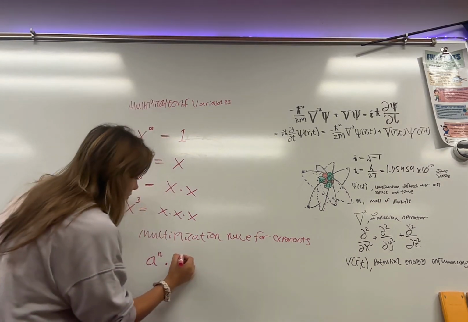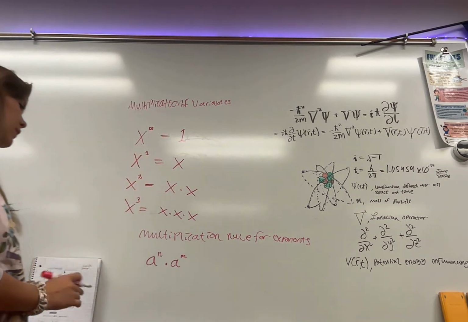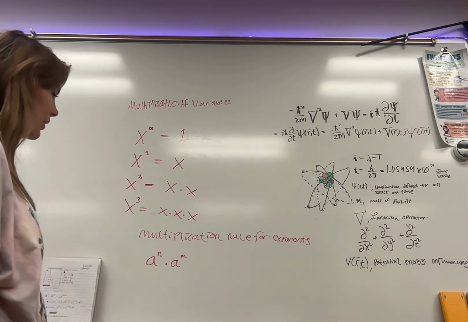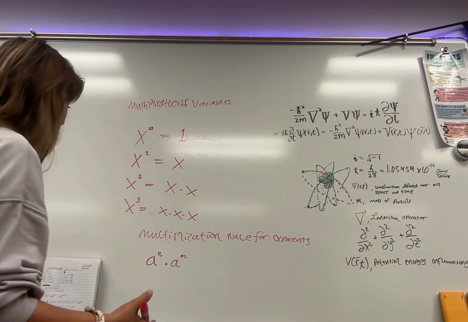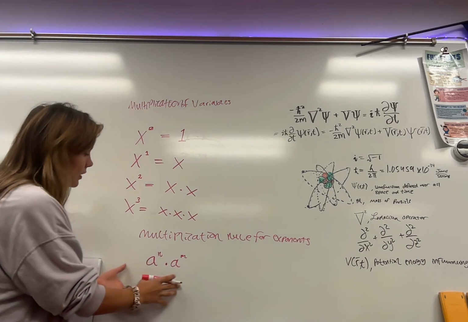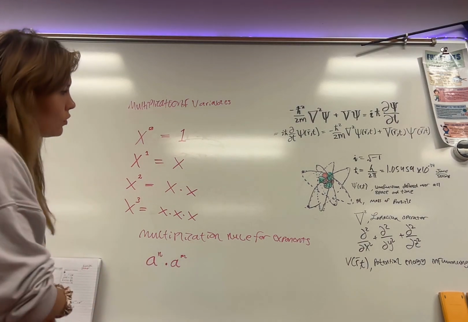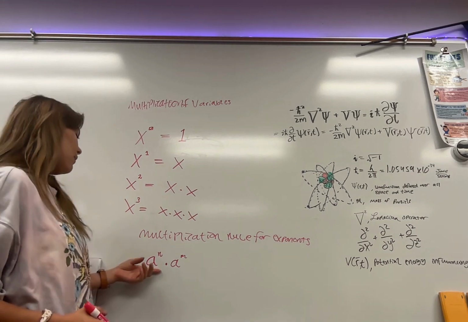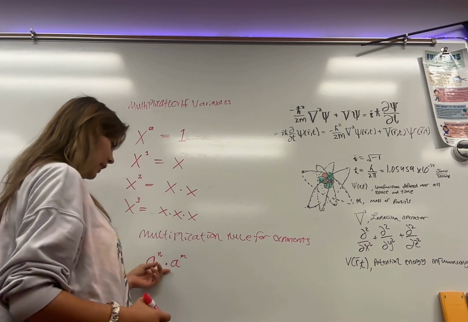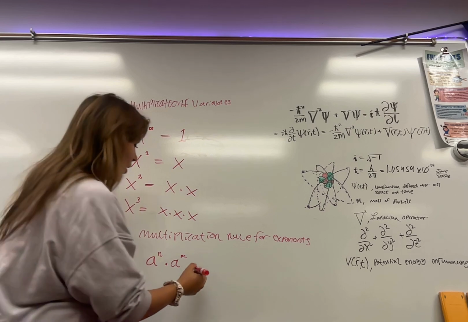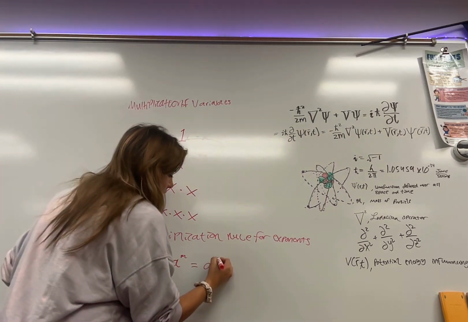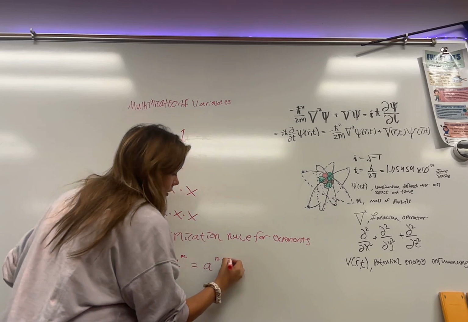a to the m, which is another number. So they could be the same number, m and n could equal each other, it doesn't matter, this applies, they could be different numbers. It just applies if you have two of the same base being multiplied together with exponents. So you have a to the n and a to the m. What's this actually equal to? Well, this is equal to a to the n plus m.